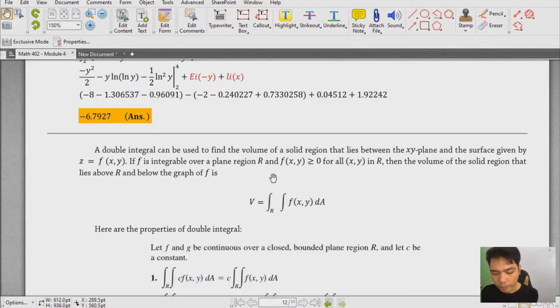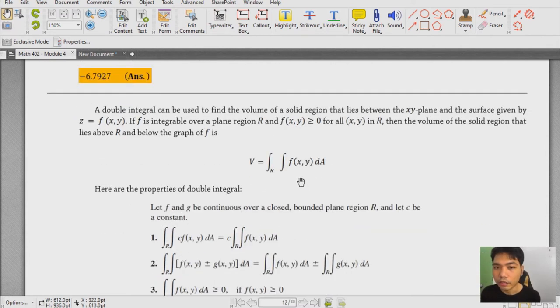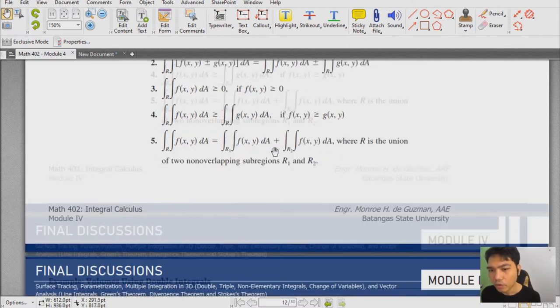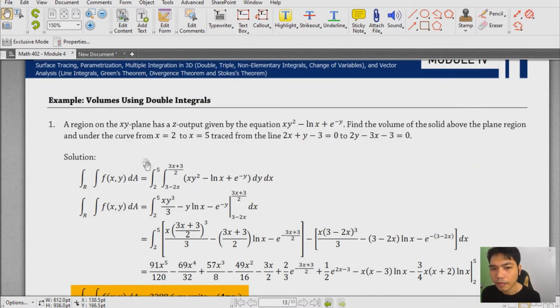So a double integral in application can also be used to find the volume of a solid region. Hindi pa tayo tapos sa ating mga solid na to. Pabalikan ulit natin dito using double integrals naman. So ito lang yung properties, same lang din yung concept. Basta given na kayo ng ganitong equation.